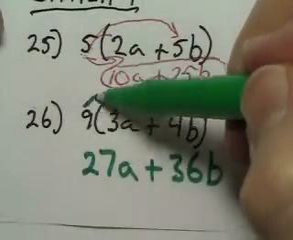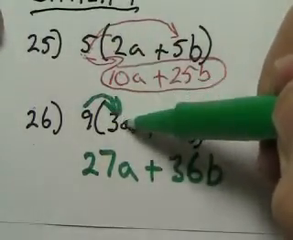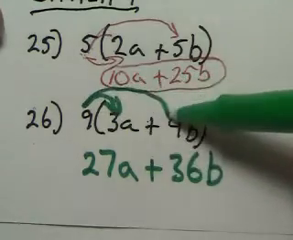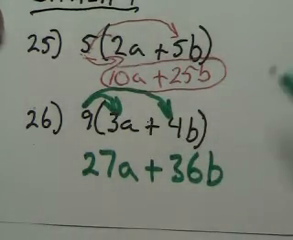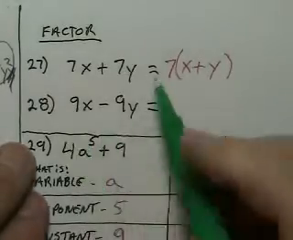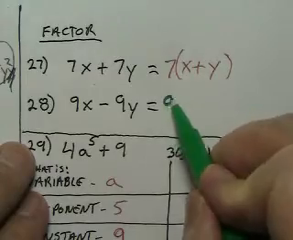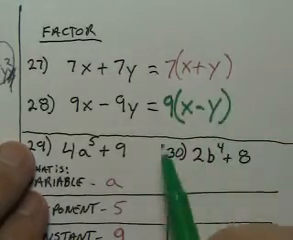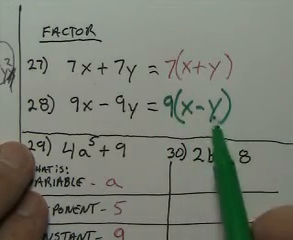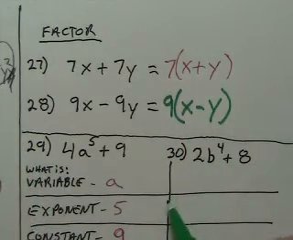Number 26, I use the distributive property. 9 times 3a is 27a. 9 times 4b is 36b. That's positive. Going to the top of the page, they both have 9 in common. So I'll pull out a 9. And that's going to be x minus y. 9 times quantity x minus y.